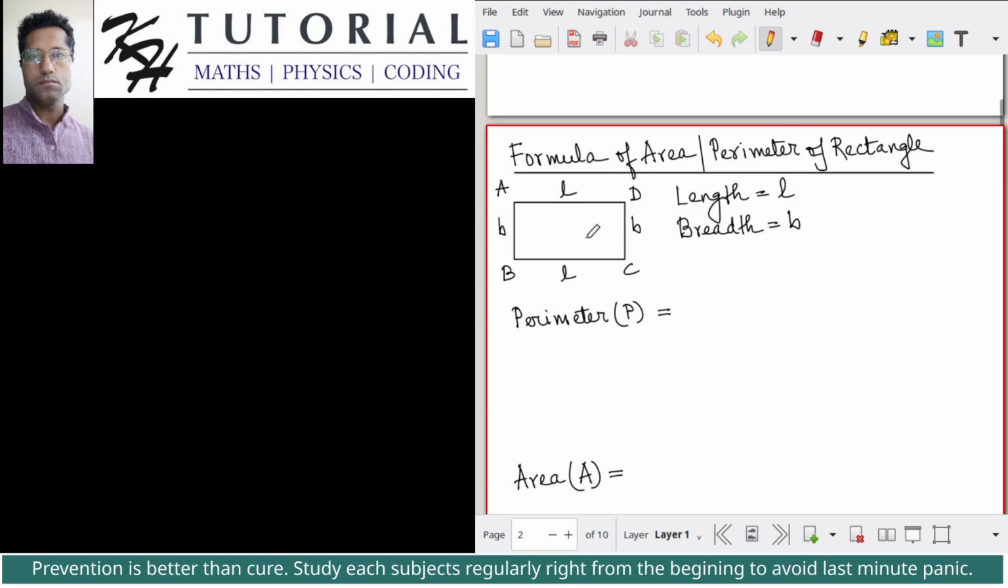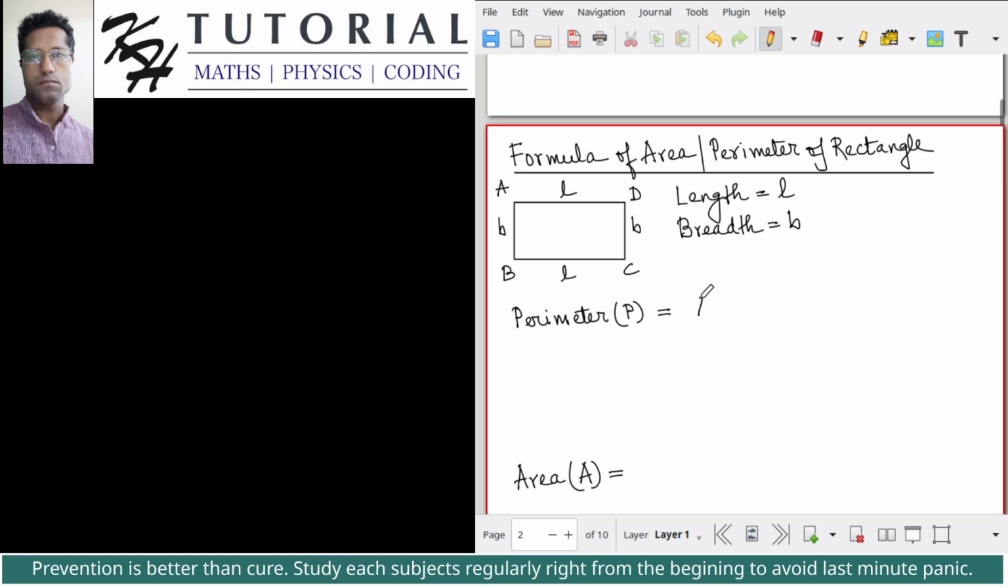So we are having a rectangle ABCD where the length, that is AD and BC, is equal to l, and the breadth of the rectangle, that is AB equal to DC, is equal to b, small b. So length is small l and the breadth is small b. So what will be the perimeter? So what is the boundary of a rectangle? The boundary of a rectangle will be the sum of all the sides.